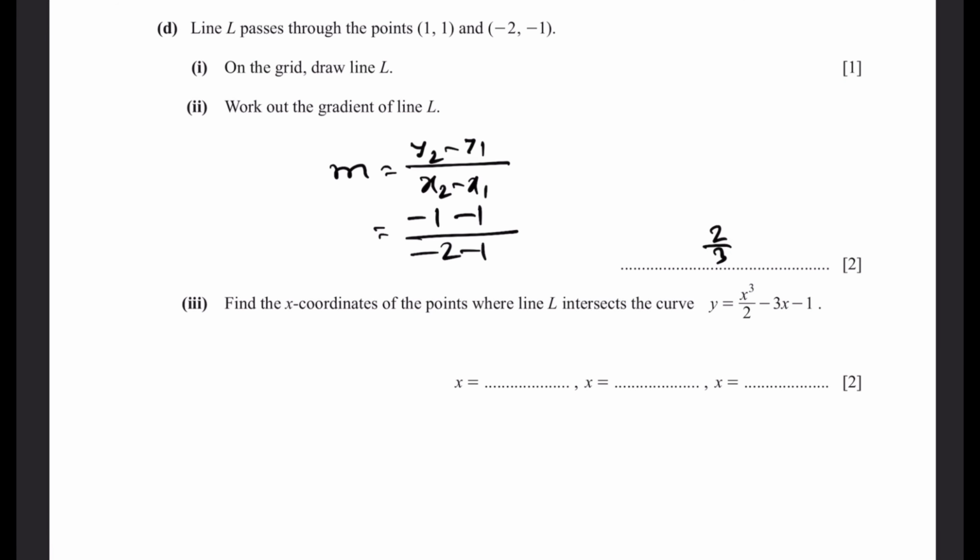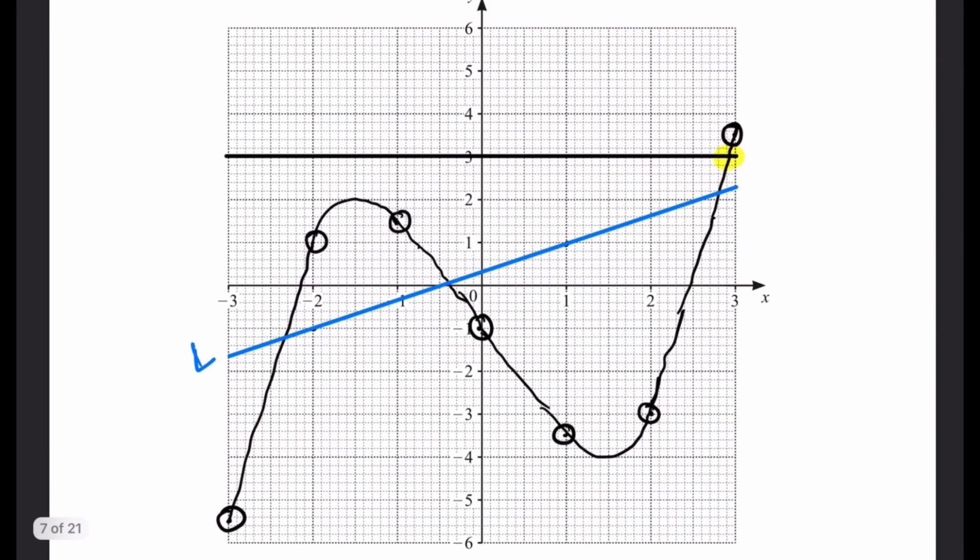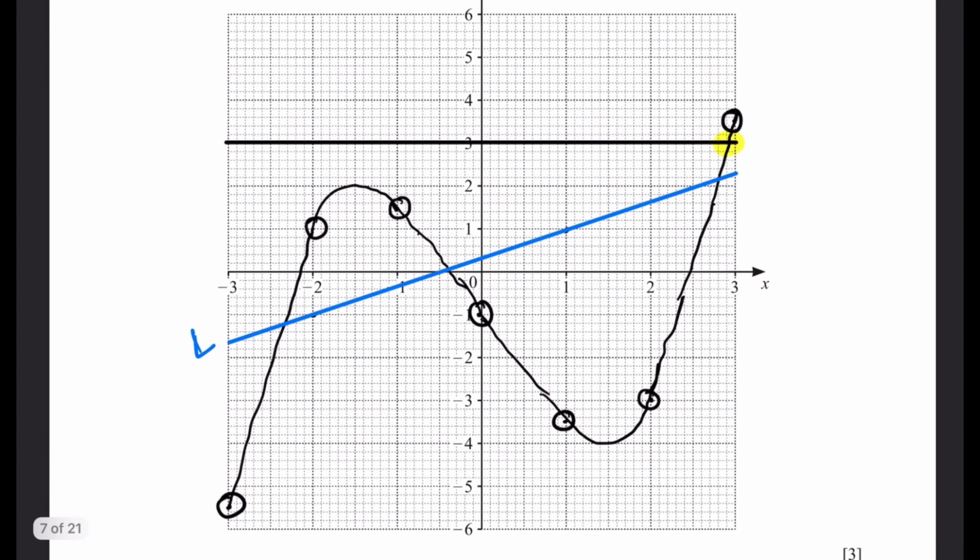Find out the x coordinates of the points where the line L intersects the curve. We have already seen there are 3 points. That is this point, that point, and that. There are 3 points, so let us check.